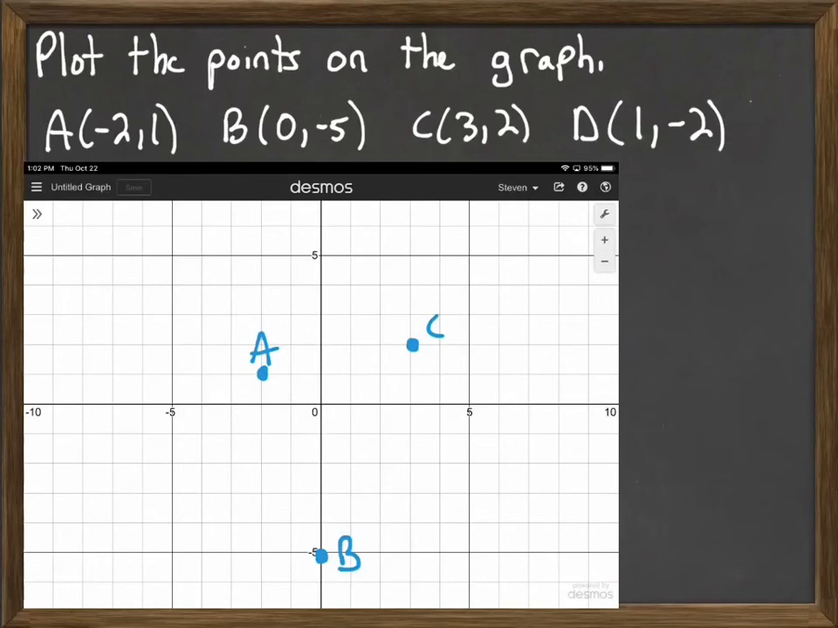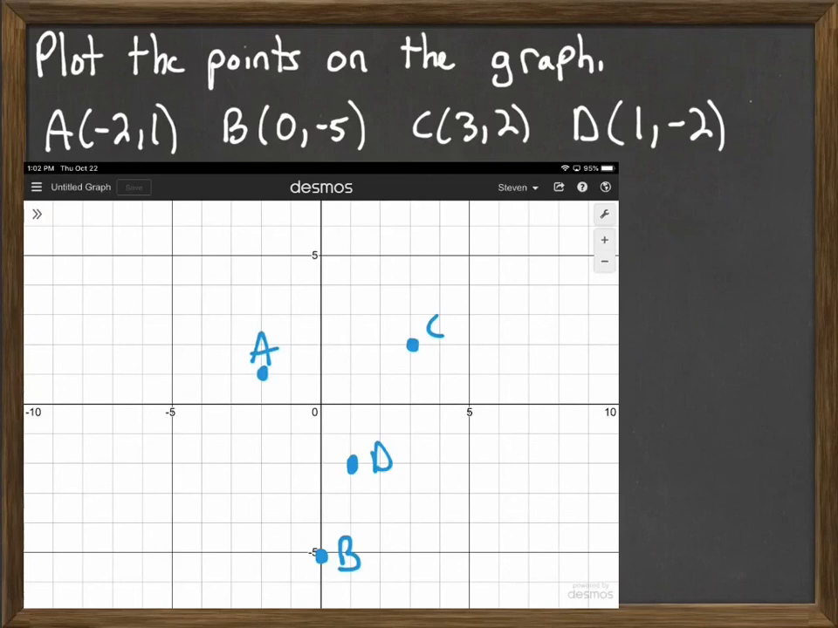The last one, D, 1, -2. Maybe you want to take a minute, pause the video, and see if you can plot where D equals 1, -2 would be. And then we'll continue together. So for D equals 1, -2, we're going to go over 1, horizontally 1, and vertically down 2. And then we look for where that point would be. And so it would be right there, lining up with those two coordinates. And then that would be point D.